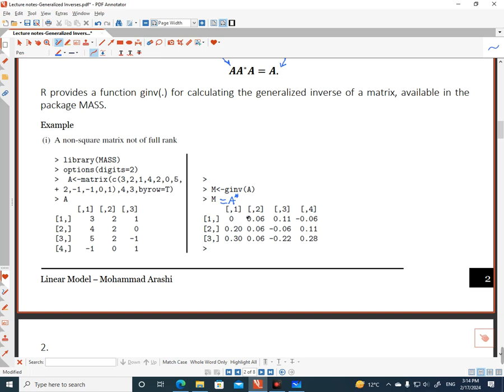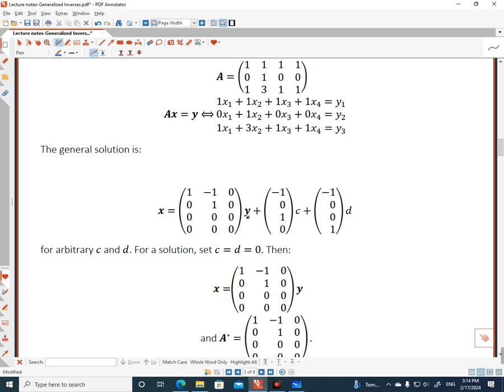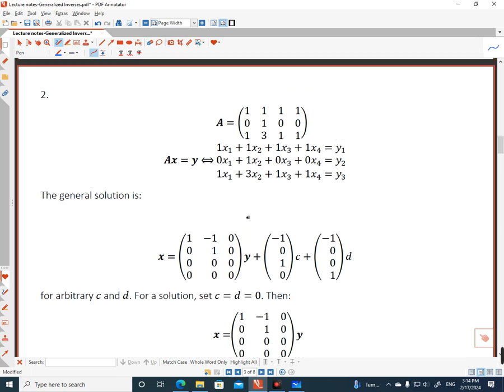At the end of this session, I will run some R codes, and I will also explain another generalized inverse which is unique. One thing that I must mention is the uniqueness of the solution. Now let's consider another example. Once again, the purpose is not to work out these equations by hand, and we will use R, specifically RStudio software, in order to calculate the generalized inverse.